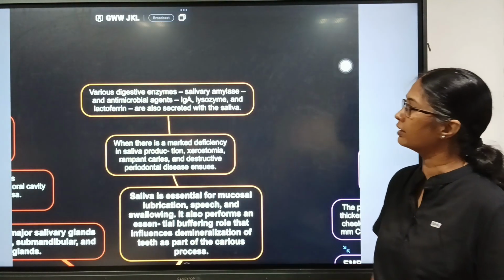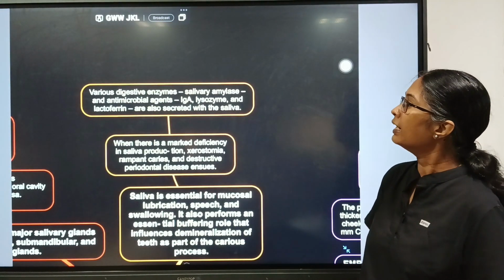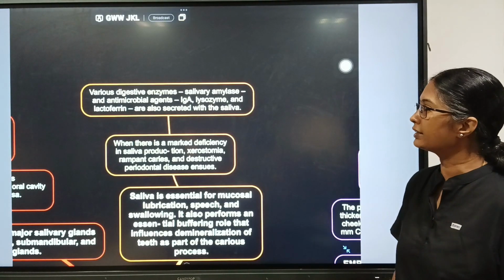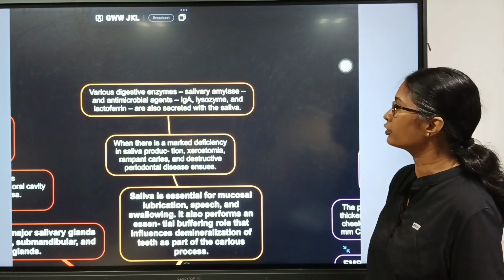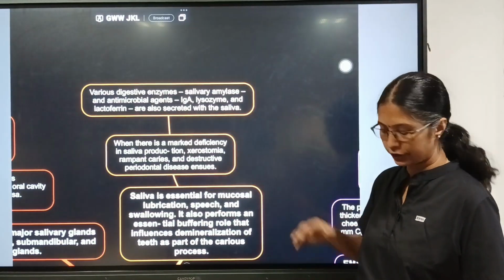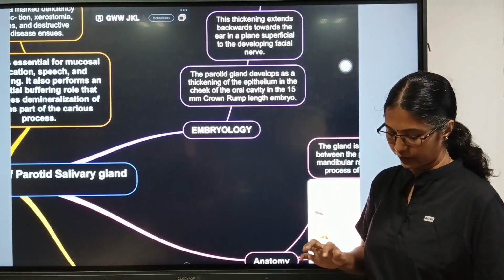as the periodontal tissues. And various digestive enzymes like salivary amylase and antimicrobial agents like IgA, immunoglobulin A, lysozyme and lactoferrin are also secreted with the saliva. So these are all the constituents of saliva in general.